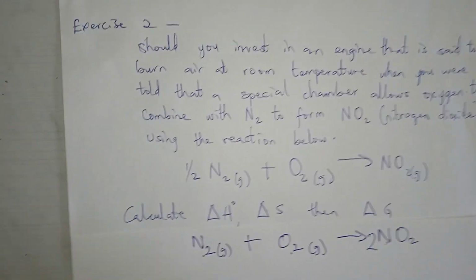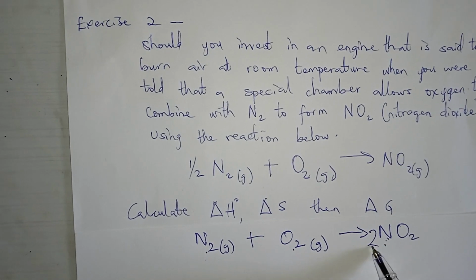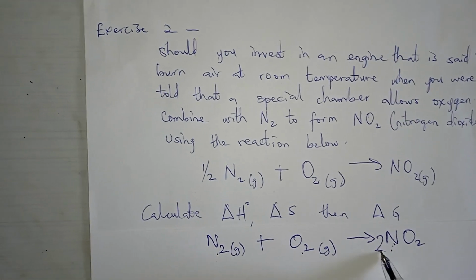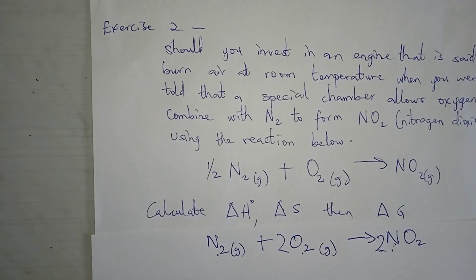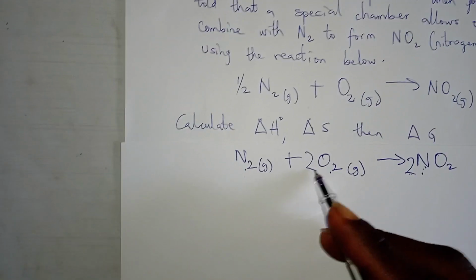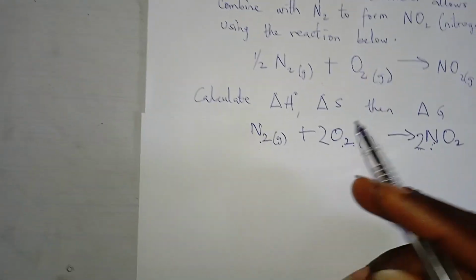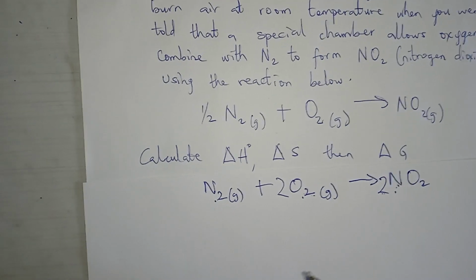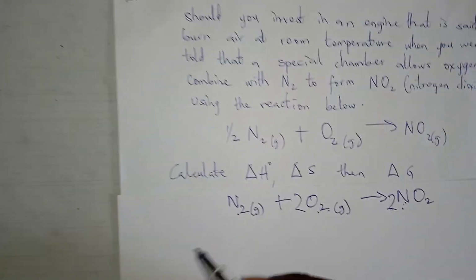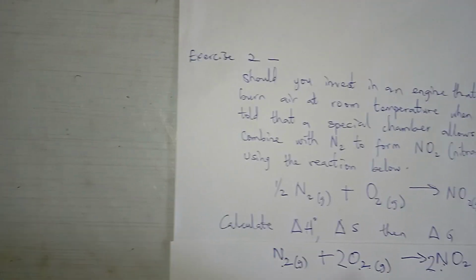2. So I have 2 nitrogens now. The minute I bring these 2 here, oxygen is now 2 times 2, which is 4. So I put 2 here for oxygen so that it becomes balanced. So 4 oxygen, 2 nitrogen, 2 nitrogen. So balanced. Now the next thing is to bring down the values given to me for the entropy.